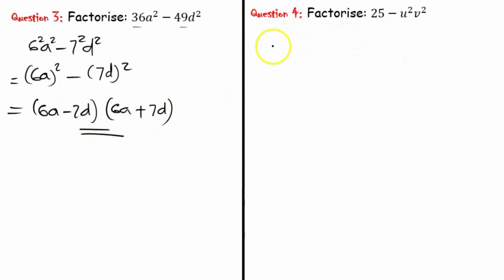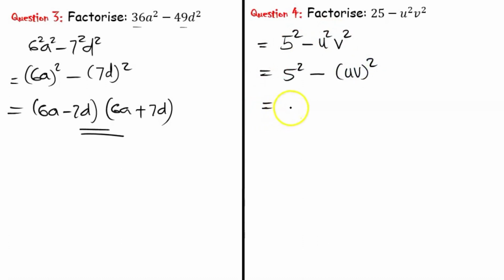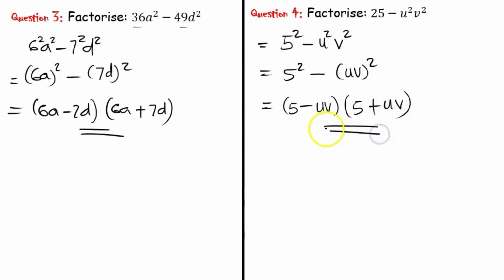Also on my right, we have to factorize 25 minus u squared v squared. Obviously, 25 is 5 squared. We are factorizing using difference of two squares. So it's the same thing as saying 5 squared minus open bracket uv all squared. Now what do we do? We apply difference of two squares. We are going to have in the first bracket 5 minus uv, and in the second bracket 5 plus uv. And this is going to be the answer.